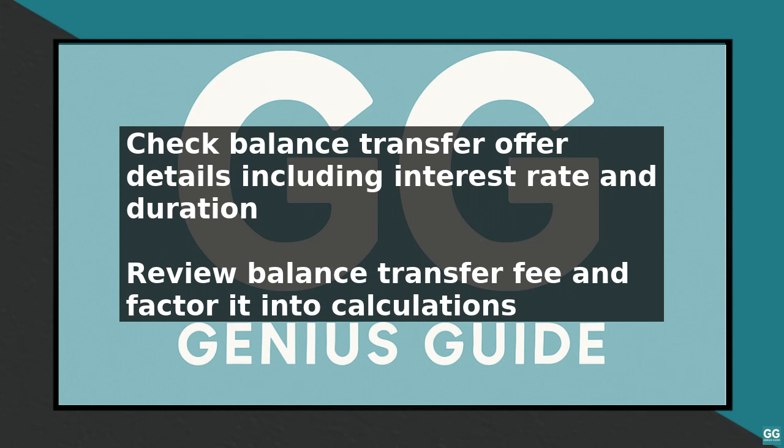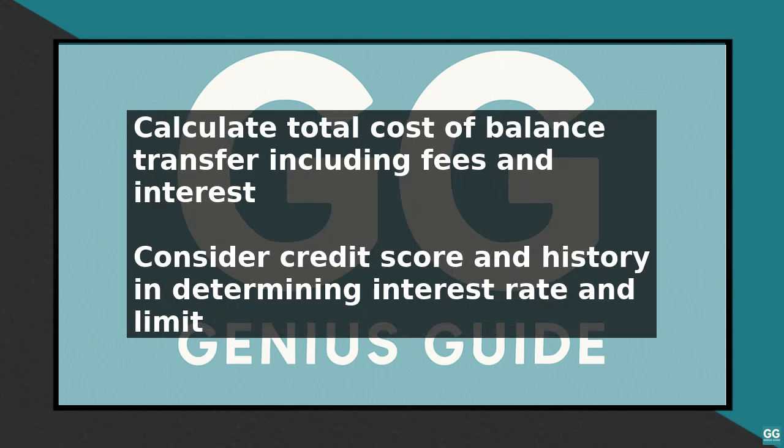Step 4 is to consider your credit score and history, as they play a significant role in determining the interest rate and credit limit offered by the credit card issuer. A good credit score can help you qualify for better balance transfer offers, while a poor credit score may result in higher interest rates or lower credit limits.